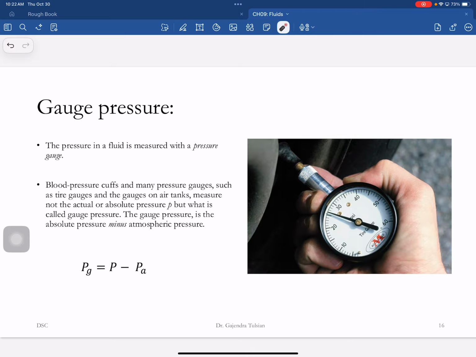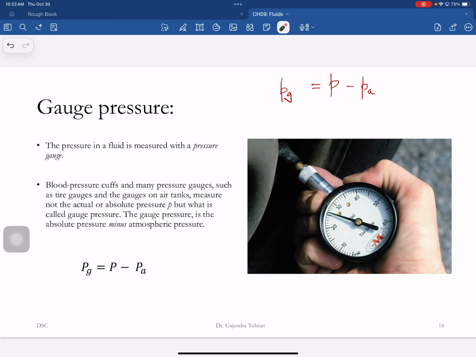All right, we'll define gauge pressure. Most of the gauges that you use don't measure the actual pressure. The actual pressure is given by P. What they measure is the actual pressure minus atmospheric pressure, P naught, or whatever you want to write it. So we define something called a gauge pressure. That's what you mostly measure.